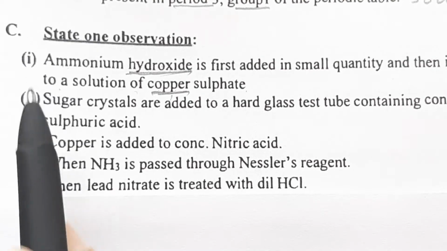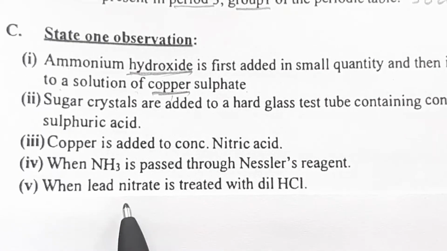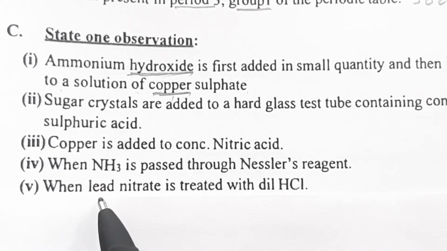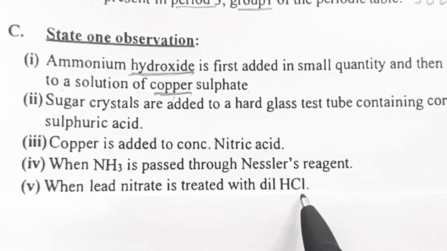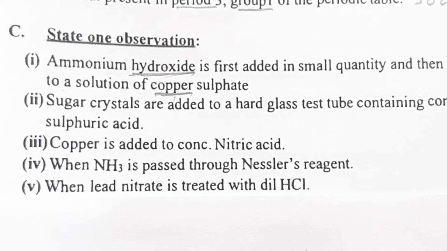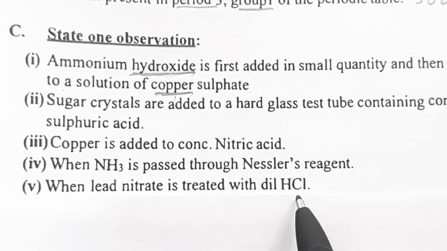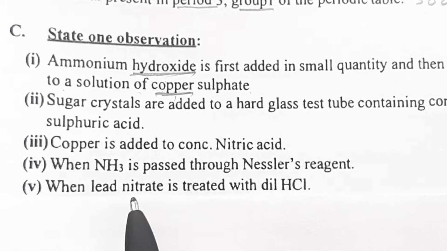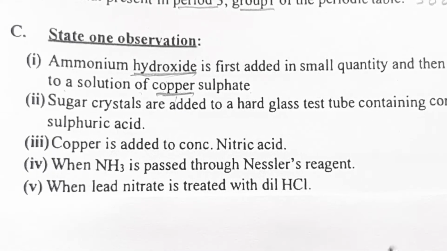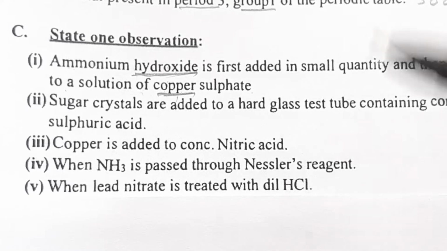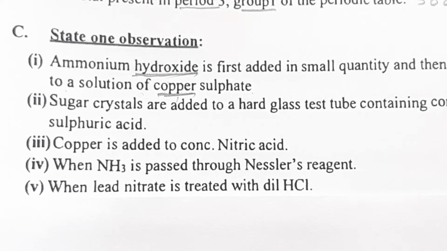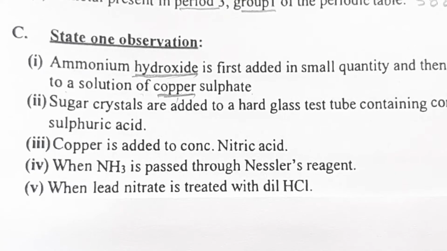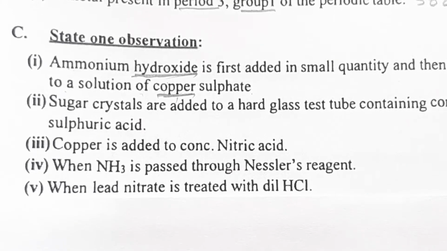The fifth one and the last one of part C, when lead nitrate is treated with dilute HCl. So lead will combine with this Cl, a double decomposition reaction takes place and we will get lead chloride, which is a chalky white precipitate. Now the entire description of lead chloride you should be able to write. Now with this we have finished 10, and this 5 and 5, 20 marks. Yeah, so let us see how we write this, and that completes 20 marks.